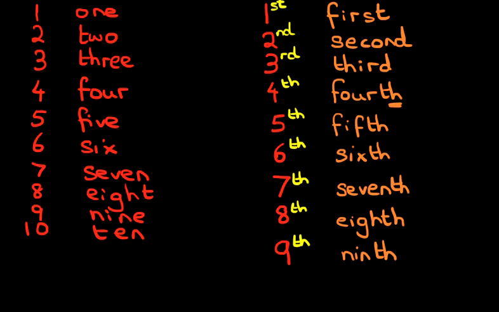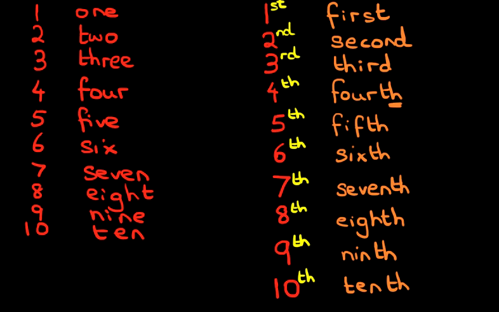And the last one is 10th. Again with a TH. Now how do we write that down? It's a nice easy one. We write down T-E-N-T-H. 10th. So it's quite easy to write this down.